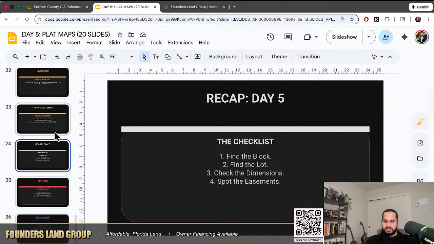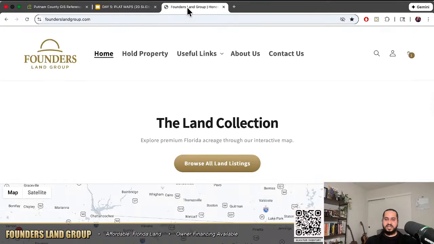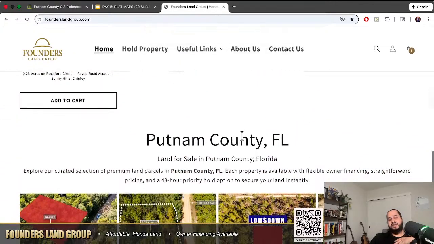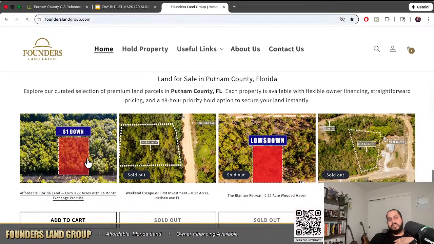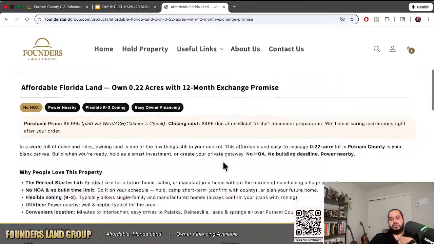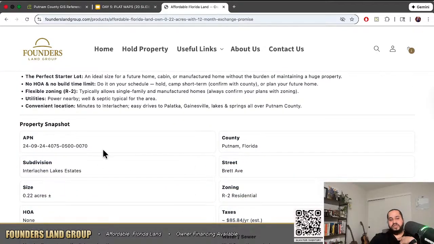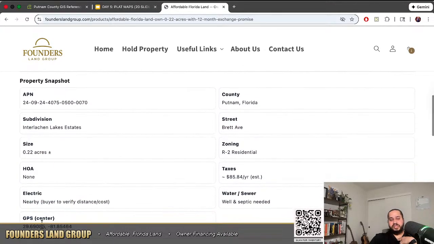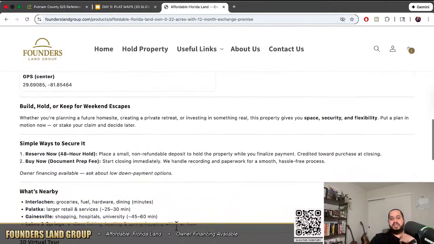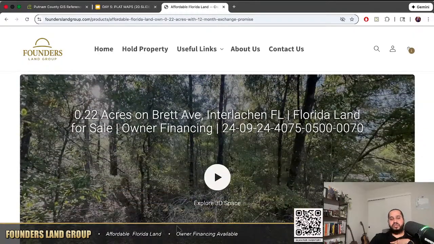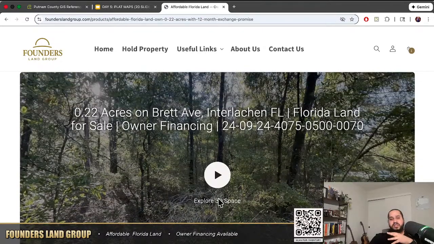What I'm going to do is give you an overview of the tool that I have on my website that you can definitely leverage for the properties that I have to do the due diligence. This is a property I have in Putnam County, Florida. It's a 0.22 acre lot. We give you a lot of key details here, from the GPS coordinates of where it is. Also, we do have a 3D view for the property itself where you can explore it.